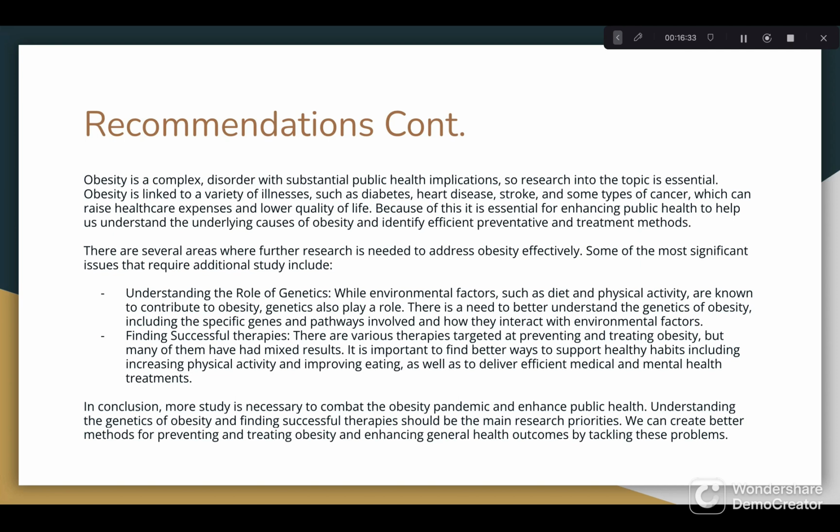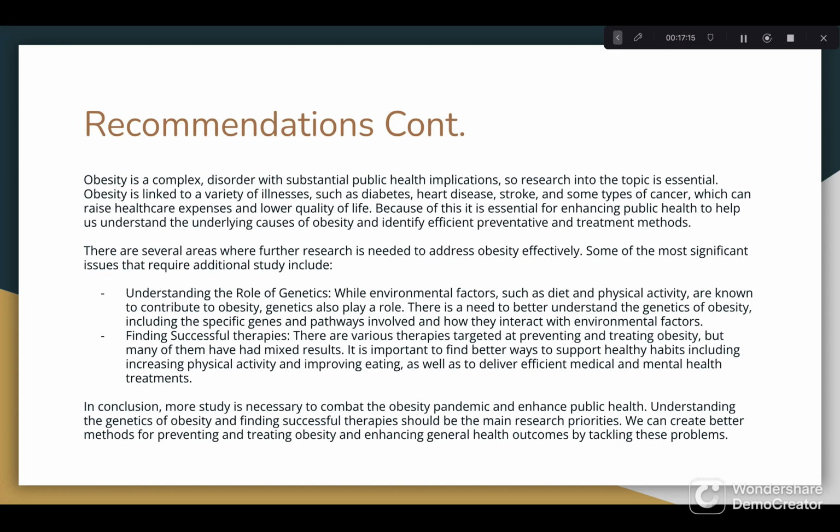There are several areas where further research is needed to address obesity effectively. Some of the most significant ones that stood out to me and that I feel require additional study would, one, be understanding the role of genetics. While environmental factors such as diet and physical activity are known to contribute to obesity, genetics also plays a very big role. There's still a need to better understand the genetics of obesity, including the specific genes and pathways involved and how they interact with environmental factors.